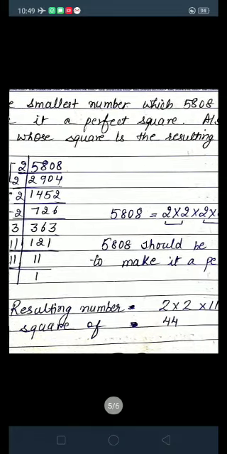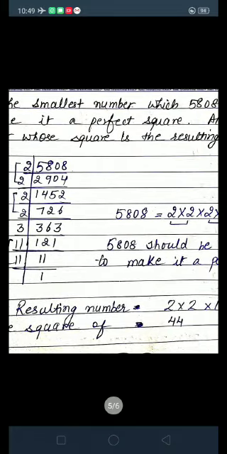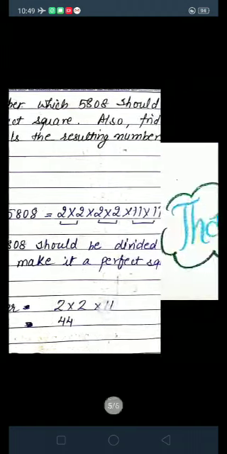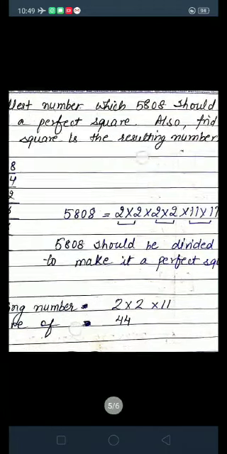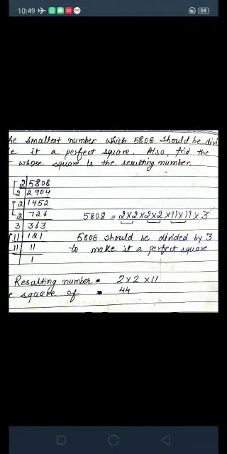So I do the prime factorization first. Now 2 has a perfect pair, 2 has a perfect pair, 11 has a perfect pair, but the 3 remains alone. So in case of division I have to remove that factor, so I have written 5808 should be divided by 3 to make it a perfect square. And the resulting number, how will I find the number of which it is a square? The resulting number has to be divided by 3. I have not written it over here, but you will write in your notes, students, because it is not asked in the question, but you should write this.